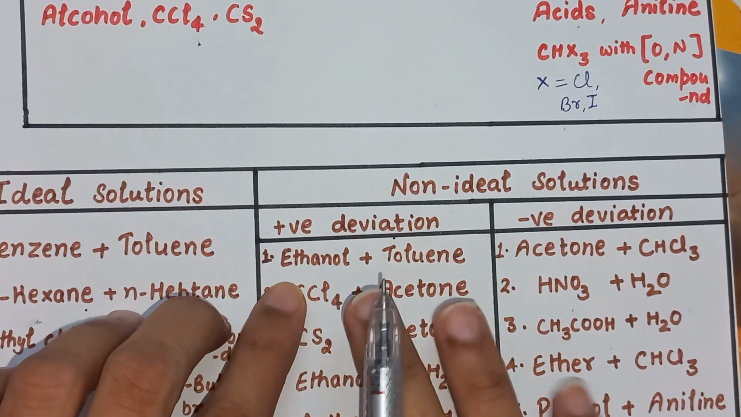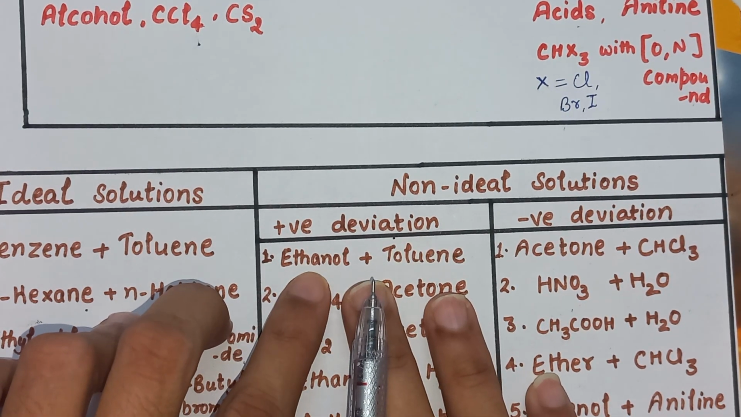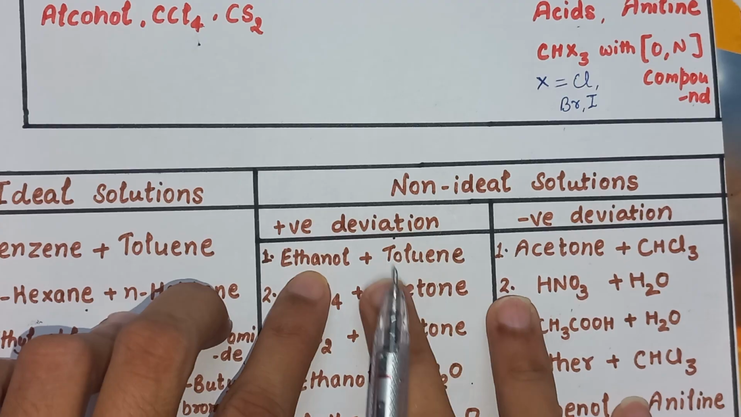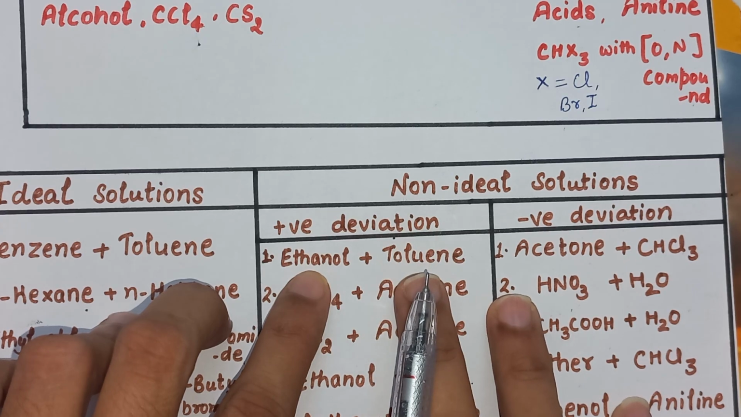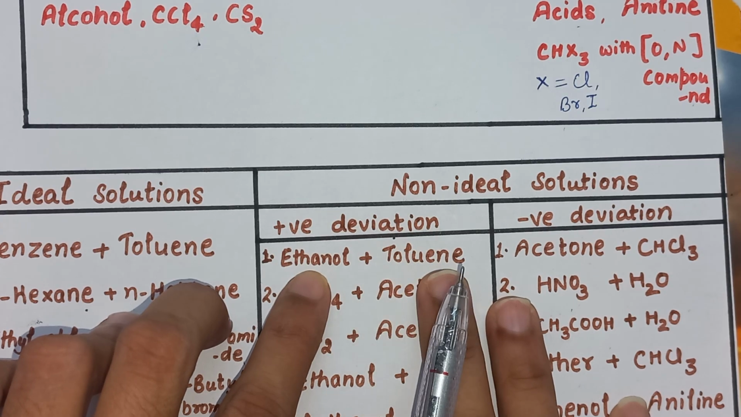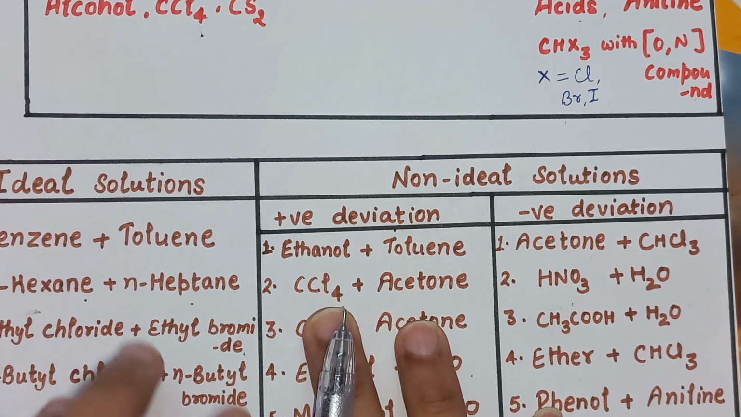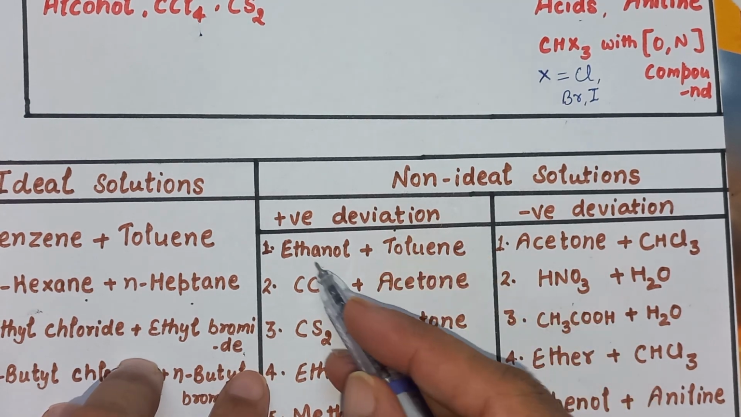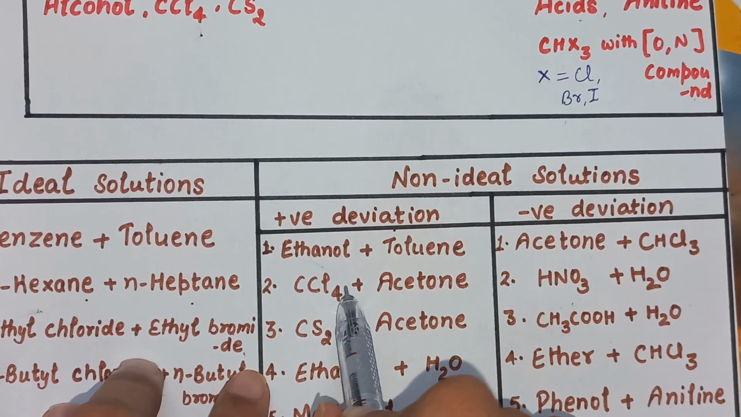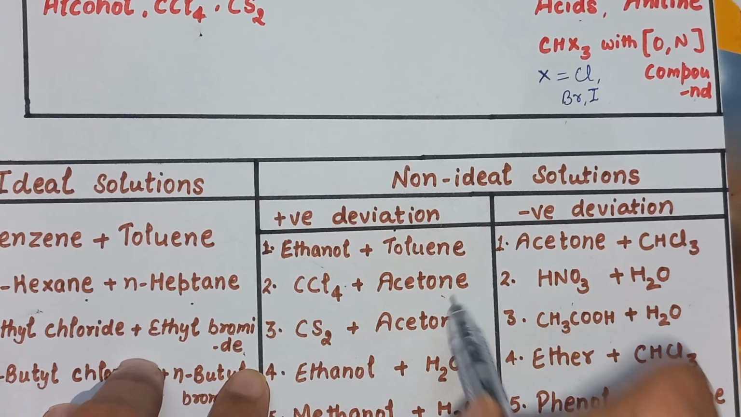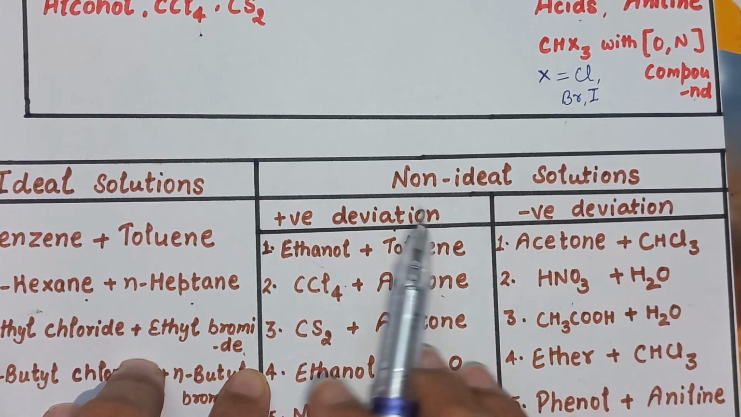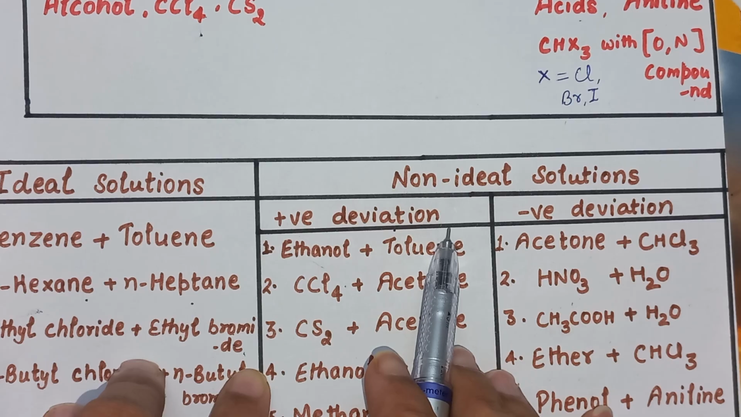So examples include, first we have ethanol. Ethanol is an alcohol plus toluene. So that is an example of the non-ideal solution that shows the positive deviation. The next one we have the CCl4 plus acetone. So this is one of the component of the positive deviation. So therefore it is an example of the non-ideal solution that shows the positive deviation.